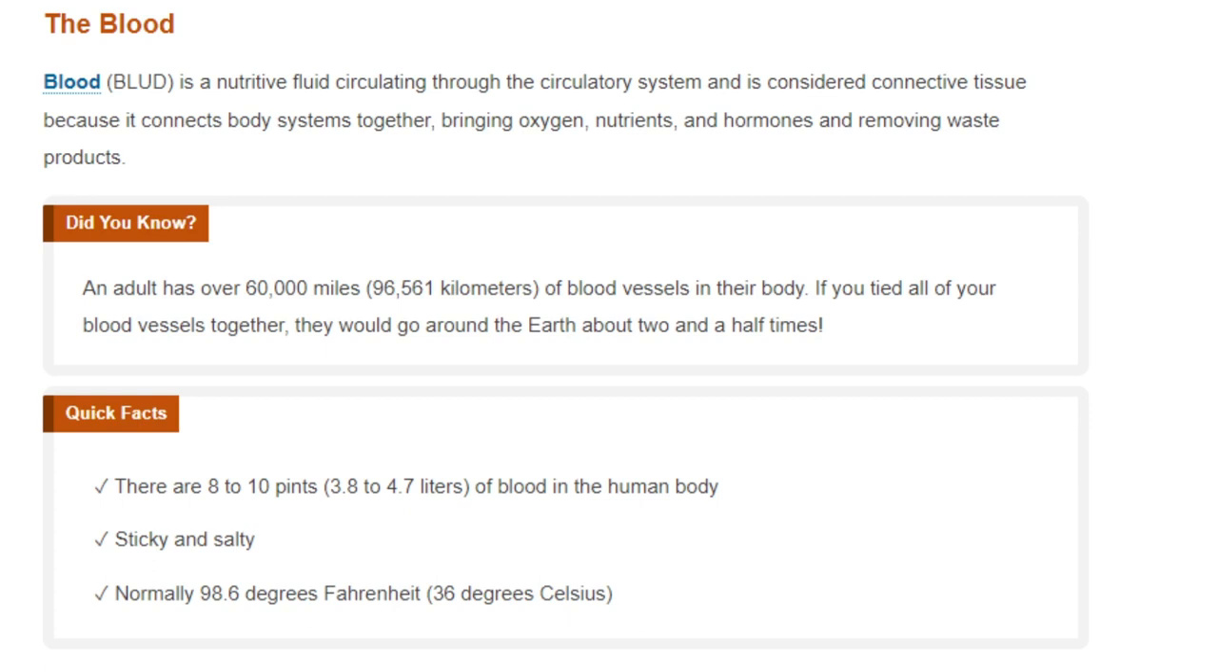Did you know? An adult has over 60,000 miles, 96,561 kilometers, of blood vessels in their body. If you tied all of your blood vessels together, they would go around the Earth about 2.5 times. Quick facts. There are 8 to 10 pints, 3.8 to 4.7 liters, of blood in the human body. Sticky and salty. Normally 98.6 degrees Fahrenheit, 36 degrees Celsius.